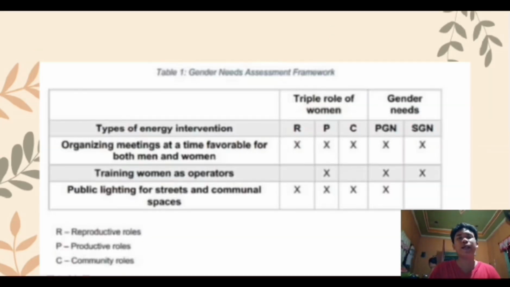Here is the table and example of the Moser framework. As you can see, there are PRC or the reproductive, productive, and community roles, which determine the capability of every woman when it comes to different responsibilities or tasks that are given to them. And that's all. Thank you.